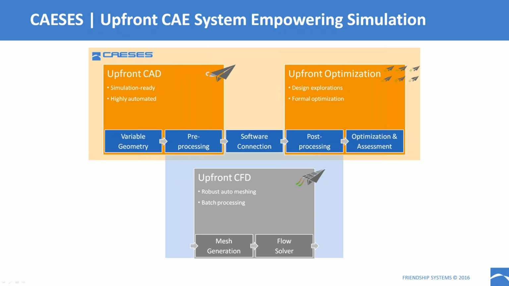The final component that is included in CAESES is the optimization part. Here we provide the algorithms and the post-processing tools that are necessary when you want to run design explorations or formal optimization.